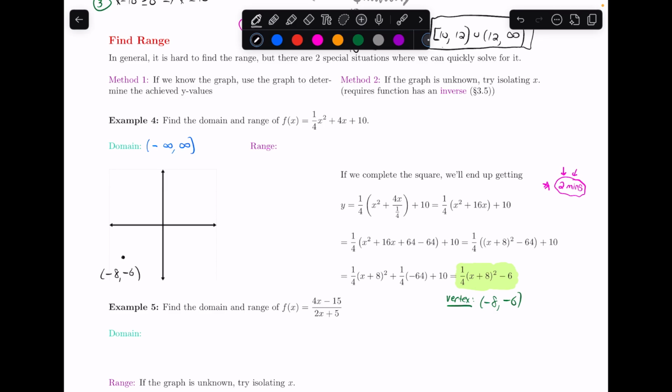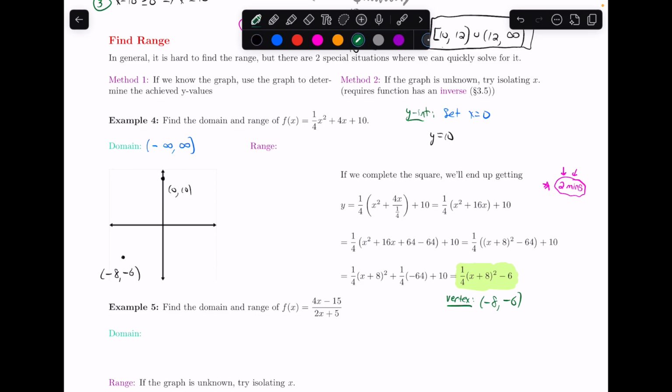Now if I want to draw a slightly more accurate picture, I could find intercepts. Just for practice, I'll find the y-intercept. To find my y-intercept, we set x equal to 0. If I set x equal to 0 in this original equation, these first two terms just become 0, and you'll get y equals 10. So my y-intercept is at the point 0, 10.